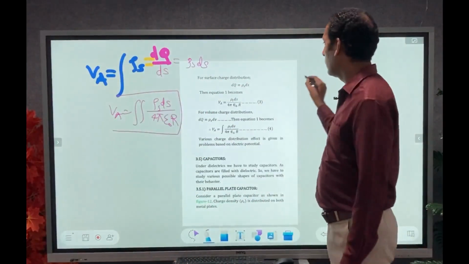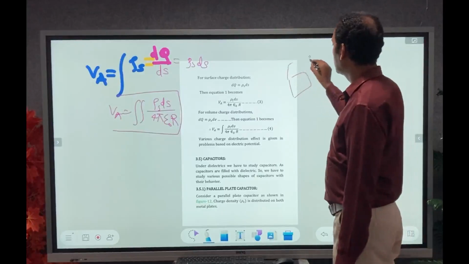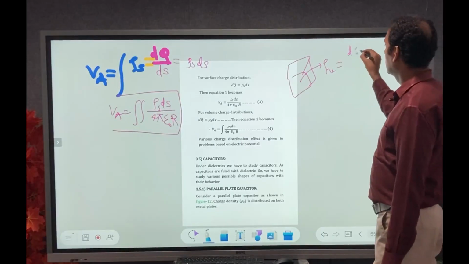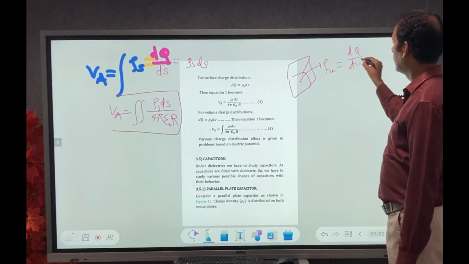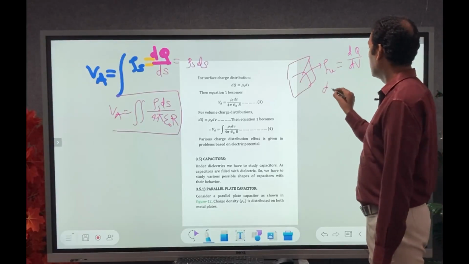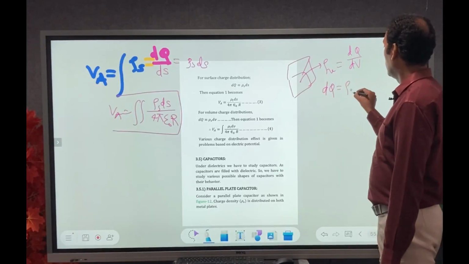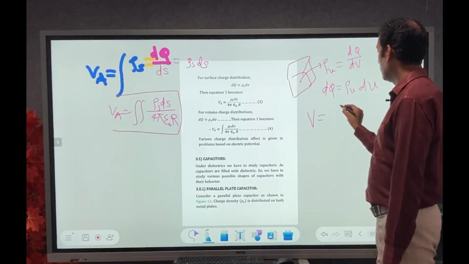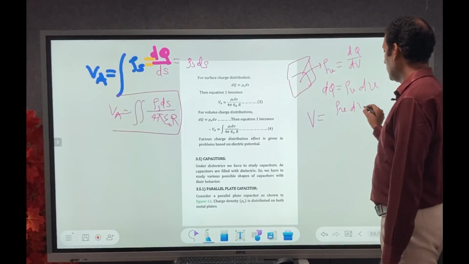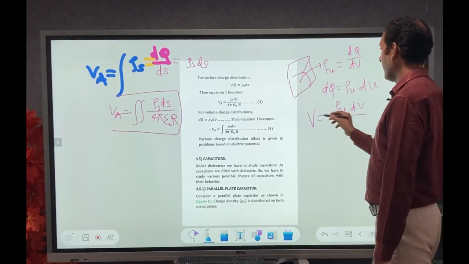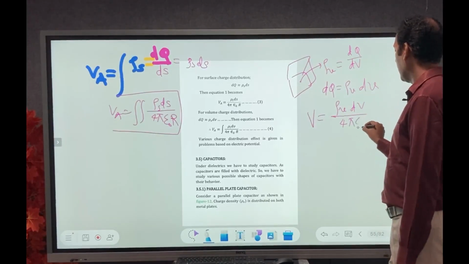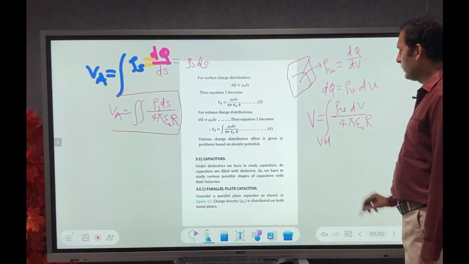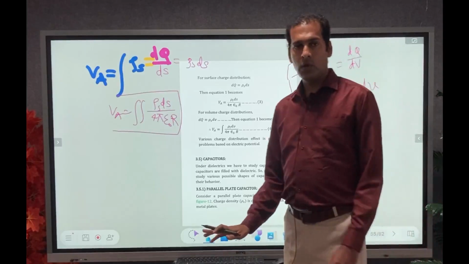Now for volume, what is there? For a volume charge, how much charge is enclosed? That is rho v, which is nothing but the charge dq divided by the differential volume dv. So from here we can say dq is equal to rho v into dv. So how will we find the voltage? Voltage will be equal to the integral of rho v dv divided by 4 pi epsilon naught r. Since there is a dv, we have to take a volume or triple integration. So this is all about voltage.